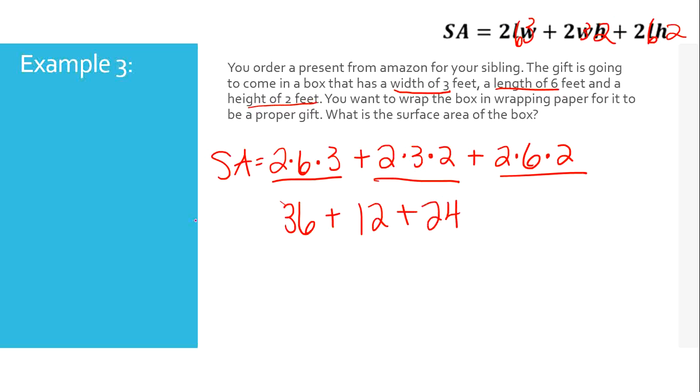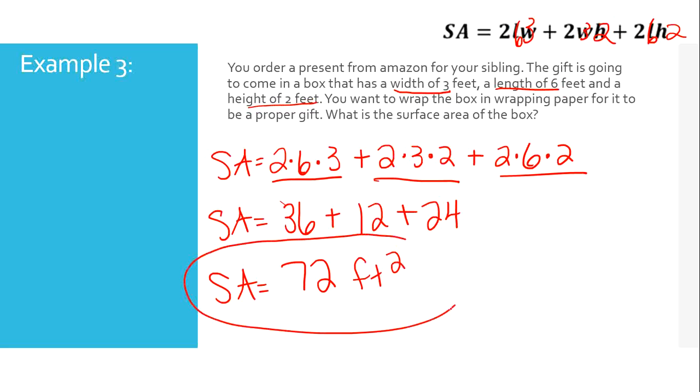Yes. Okay. And then you're going to add these three numbers in your calculator. 36 plus 12 plus 24. And that should get you to 72. And the units is feet squared. So our final answer, or how much wrapping paper we're going to need, is 72 feet squared.